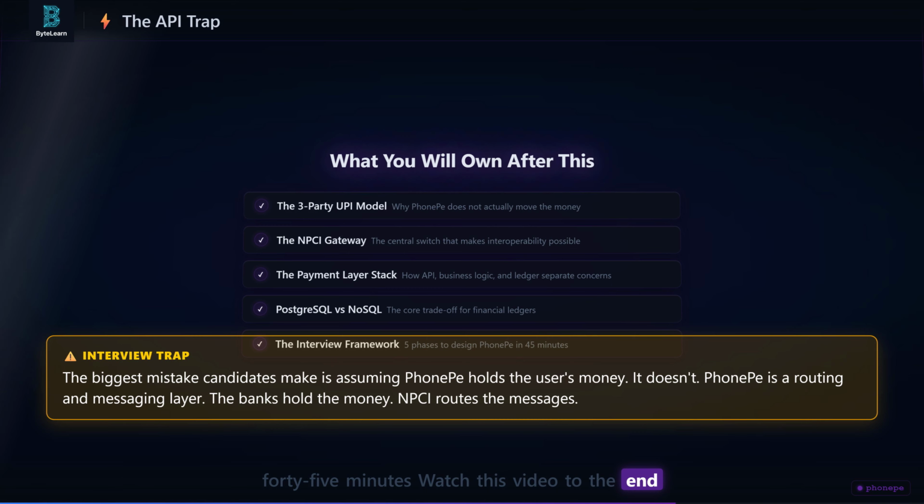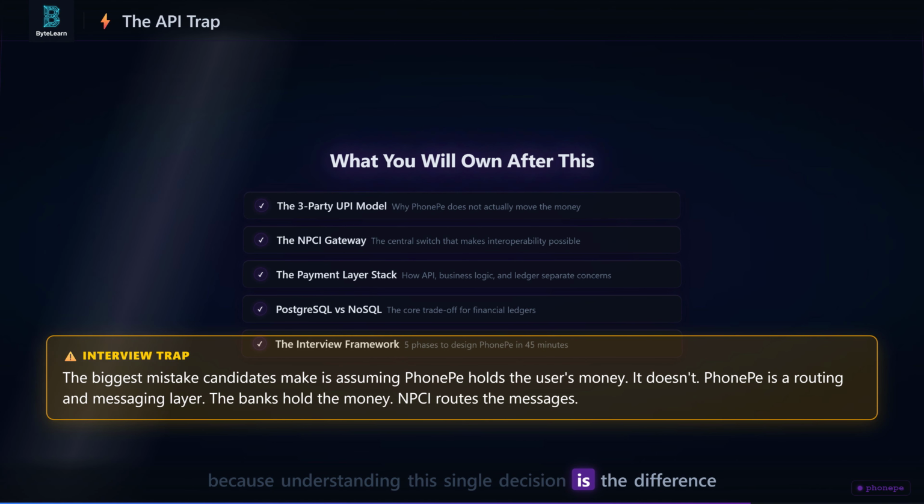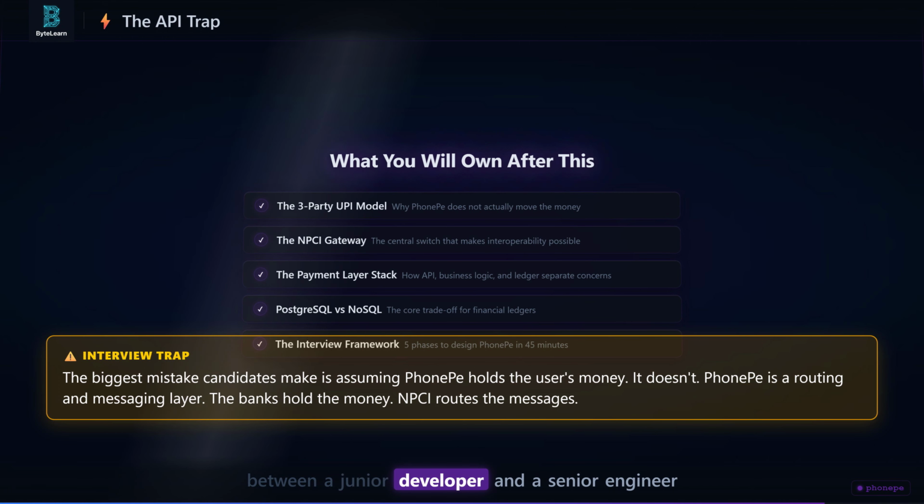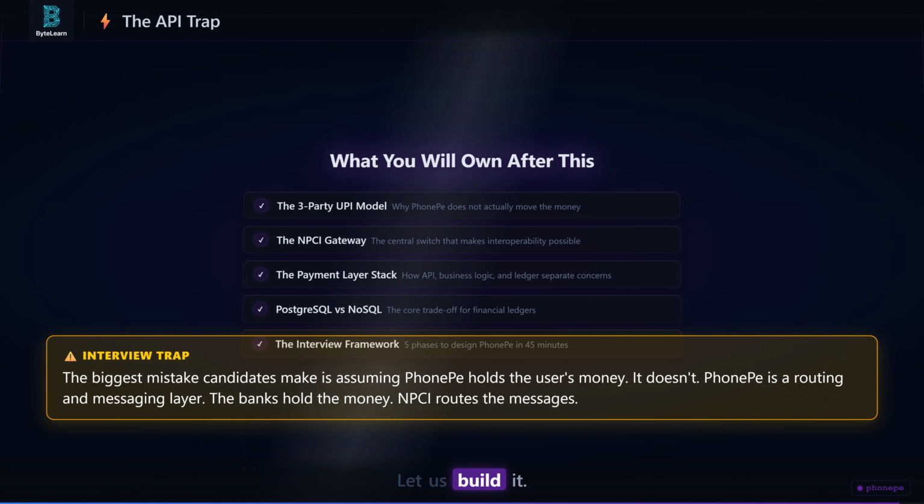Watch this video to the end because understanding this single decision is the difference between a junior developer and a senior engineer. Let us build it.